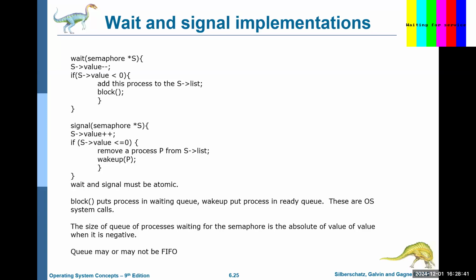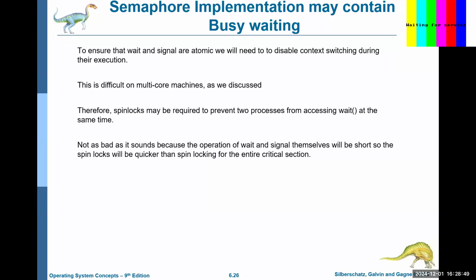Logically, it would be a first come, first serve, perhaps. It could also be not a first come, first serve, it could be random. But let's say it's first come, first serve. To ensure that wait and signal are atomic, we will need to disable context switching during their execution. Well, that's what I've said. This is difficult on multi-core machines, as we discussed. Therefore, spin locks may be required to prevent 2 processes from accessing wait at the same time.